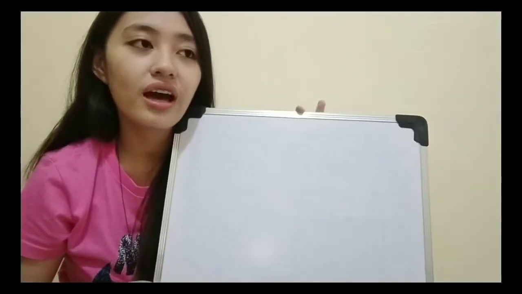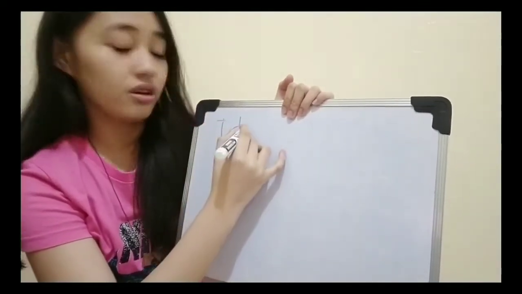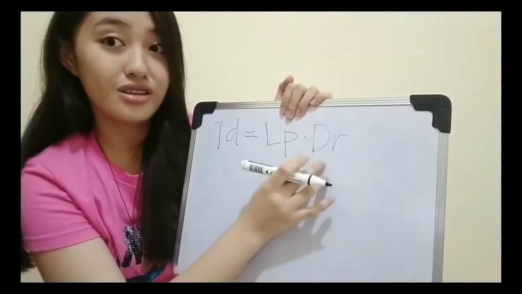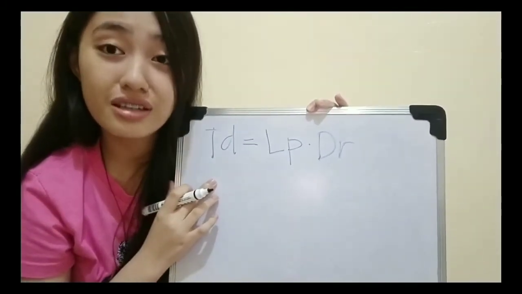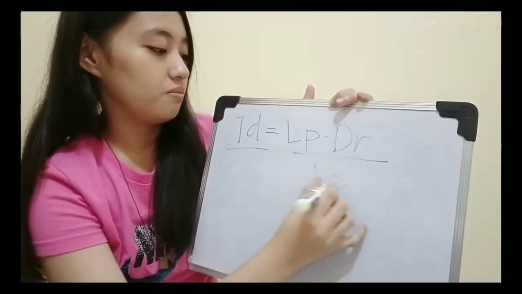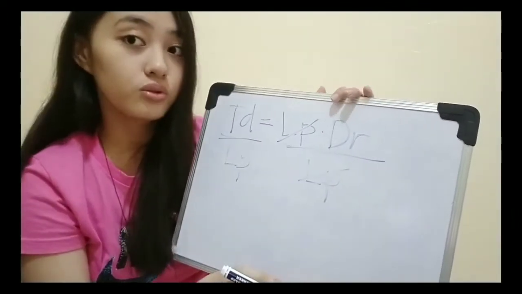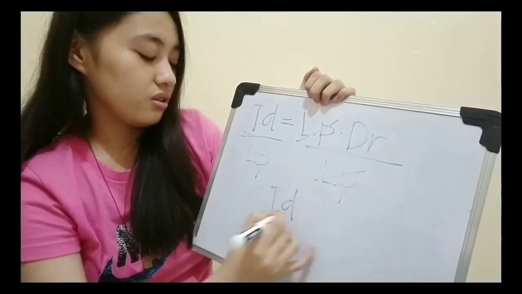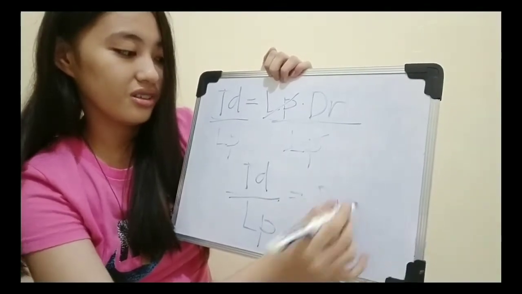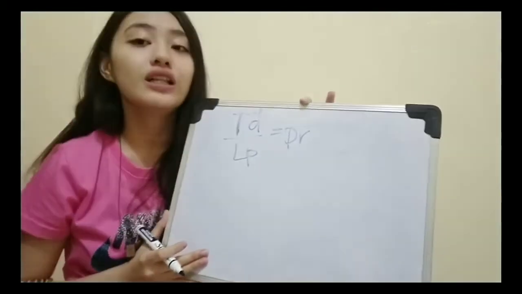Kaso nga lang, we don't have the direct formula to find the discount rate. So, magdaderive pa tayo. Meron tayong formula na TD is equals to list price times discount rate. Pero, dito sa formula, ang hinahanap is trade discount pa rin. So, ngayon, ang gagawin natin ay magdaderive tayo ng formula. Divide by list price, and then, we will cancel it out. So, ngayon, meron na tayong formula: trade discount over list price is equal to discount rate.